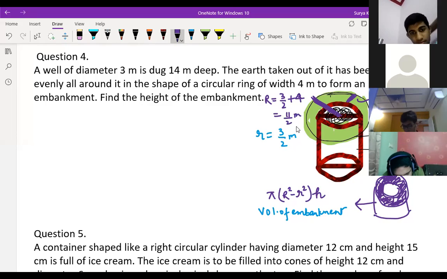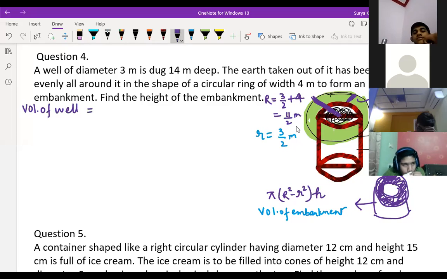Capital R and small r, no doubt, sir. So we have to find the height of the embankment. The volume of the well is equal to the volume of the embankment. Correct?